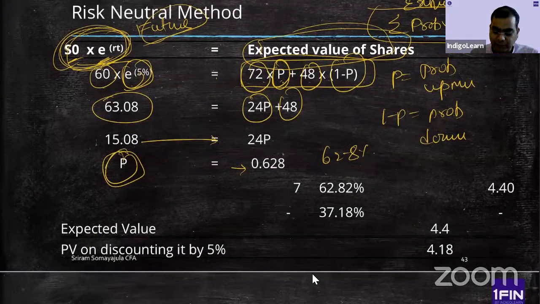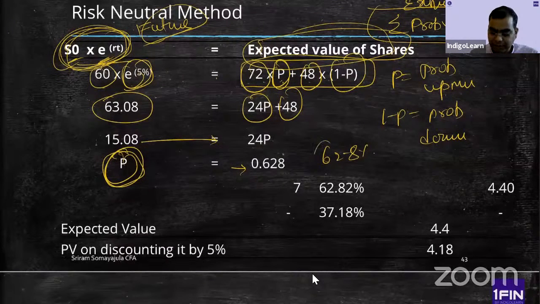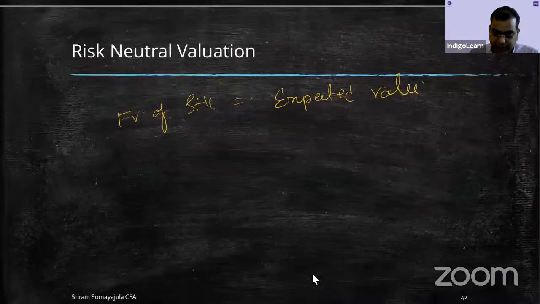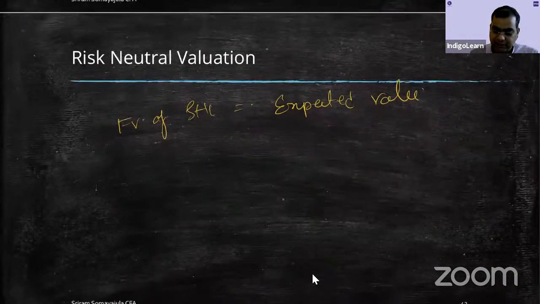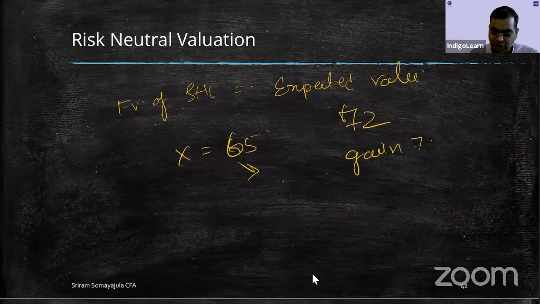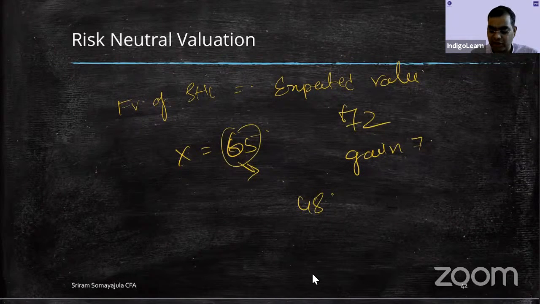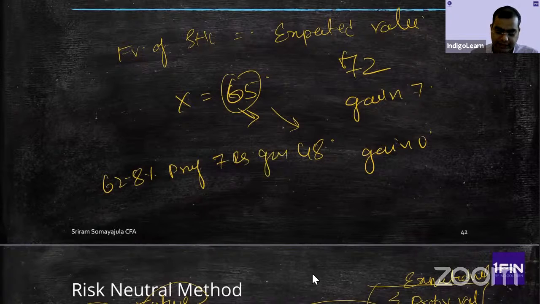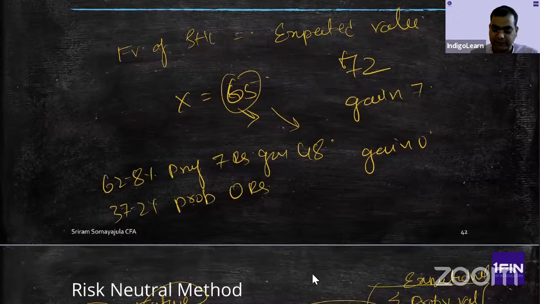So you are basically saying in risk neutral method, there is a probability that of up move is 62.8%. And when the probability of up move is 62.8%, the strike price is 65. If the stock goes to 72, I have a right to buy at 65. So I make a gain of 7 rupees. If the stock goes to 48, I have a right to buy at 65. I will not exercise it. So the gain is 0. Right. So there is a 62.8% probability of 7 rupees gain. And there is a 37.2% probability of 0 rupees gain.